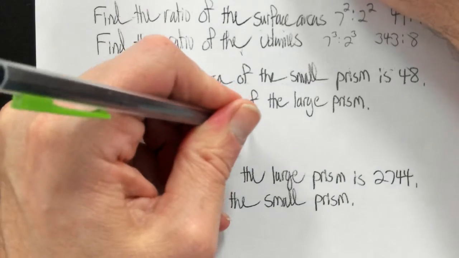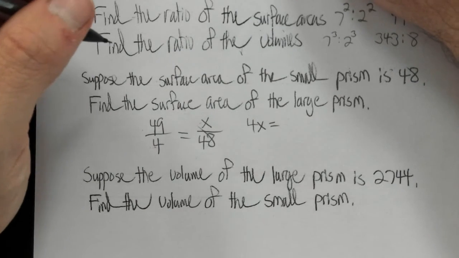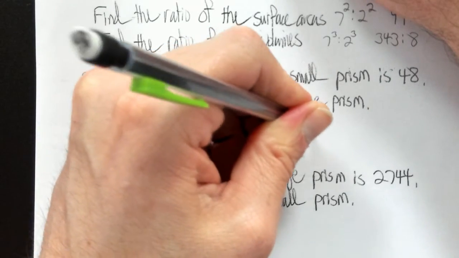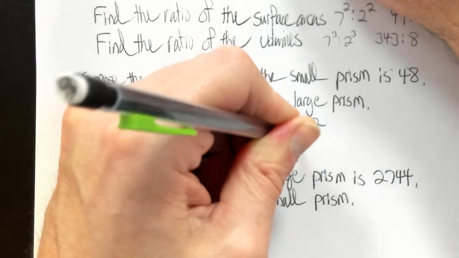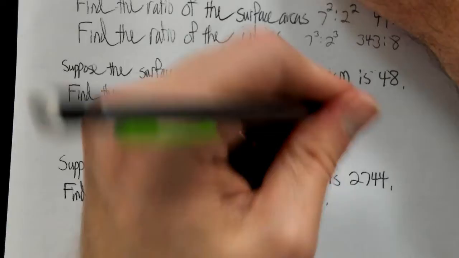So 4 times x is 4x. 49 times 48 is 2352. We're just doing the cross product there. Now I'm ready to divide it by 4. And when you do, you're going to get 588.